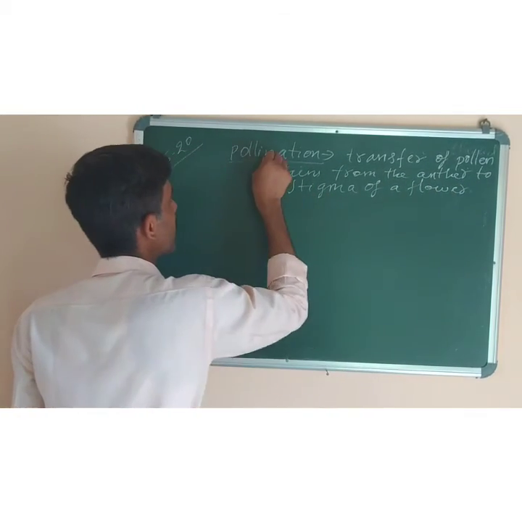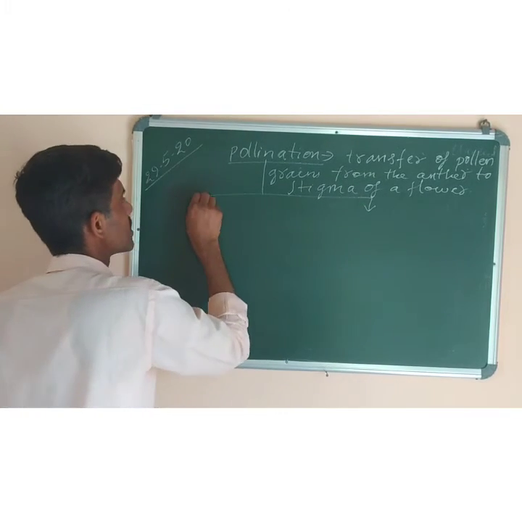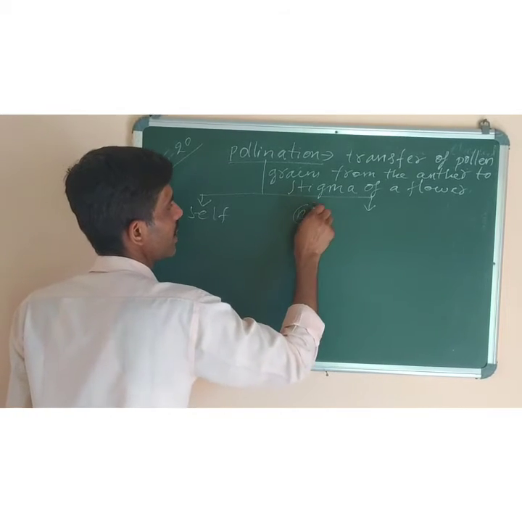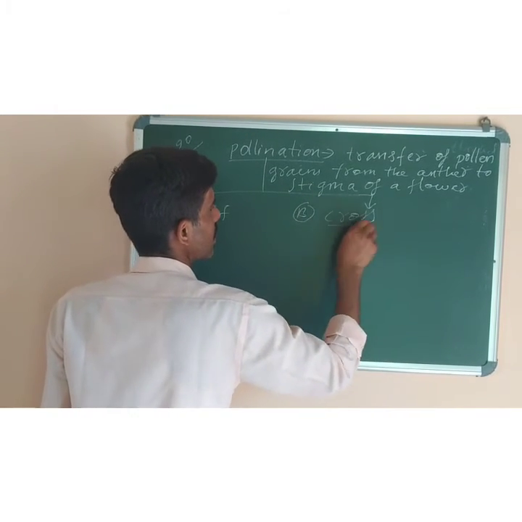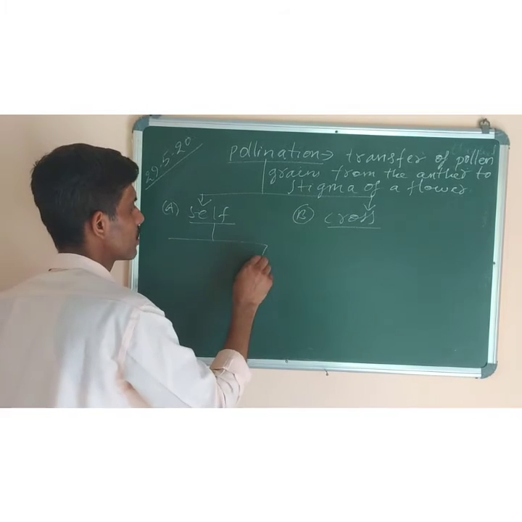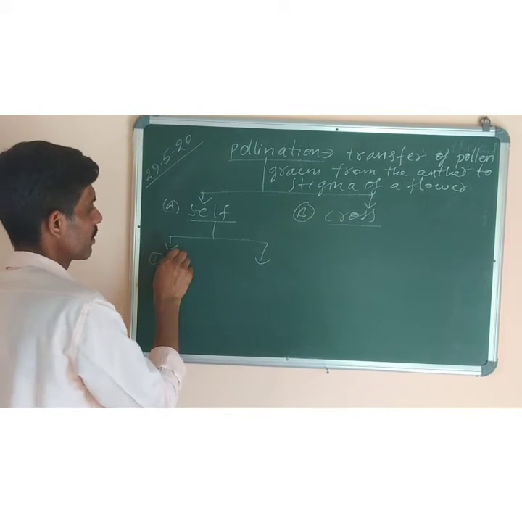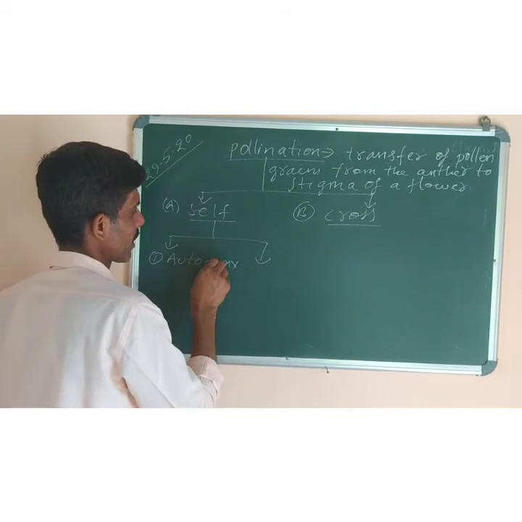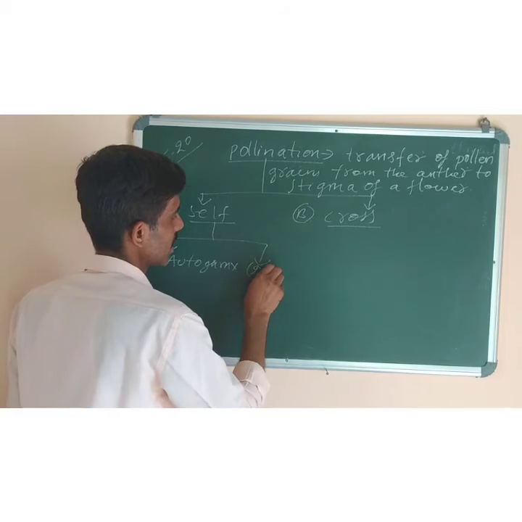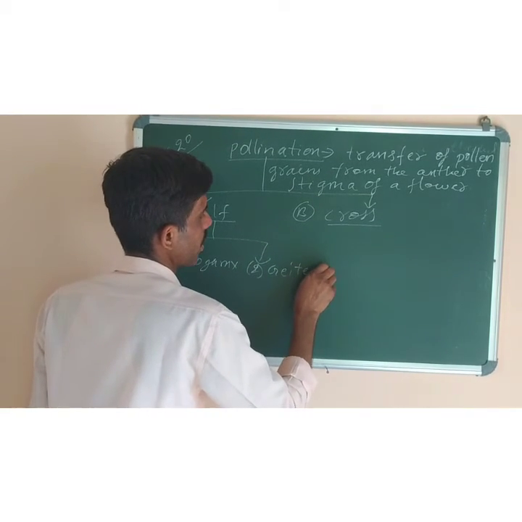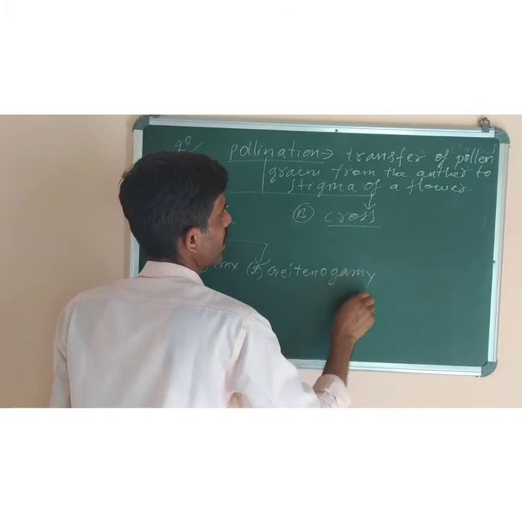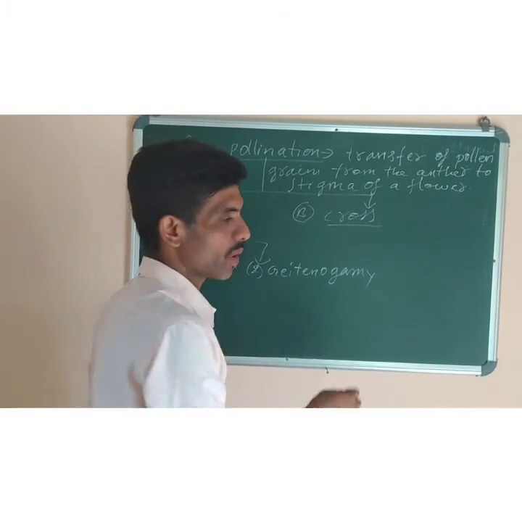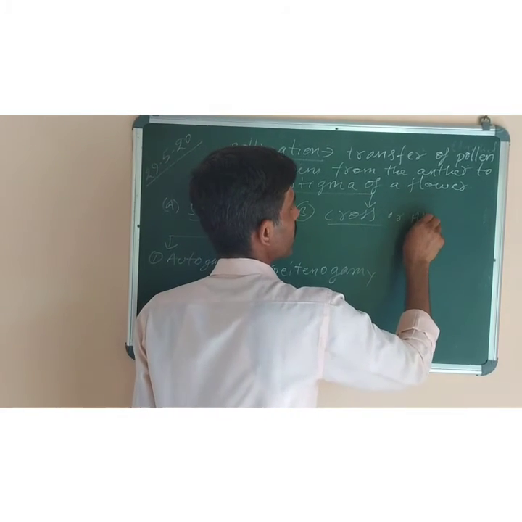Now this pollination is further divided into two types. What are they? Self-pollination and cross-pollination. Self-pollination and number B, that is cross-pollination. Now self-pollination is further divided into two types. What are they? Autogamy and number 2 is geitonogamy. Okay. Cross-pollination is also known as allogamy.